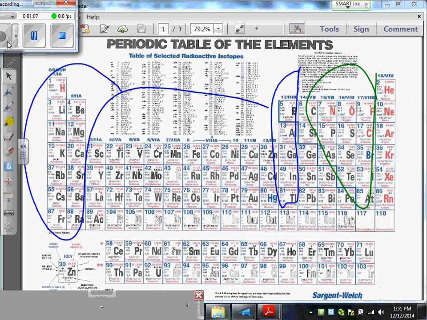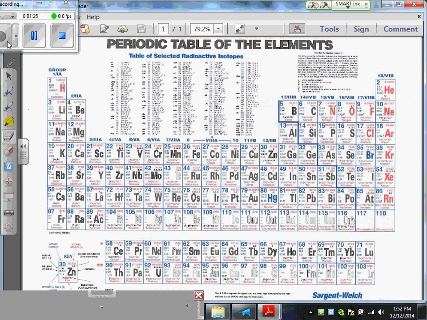The blues are losing electrons and the greens need to gain electrons. Exactly right. The blues are losing electrons and the greens are gaining electrons. And so that's why they come together. Okay, so those are our ionic compounds, our salts.